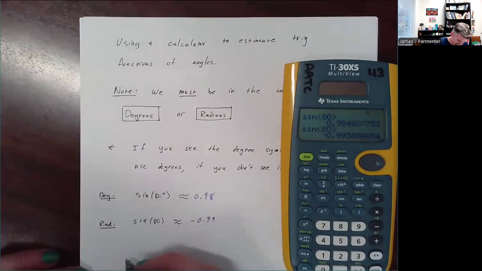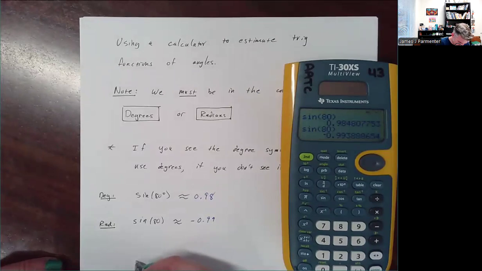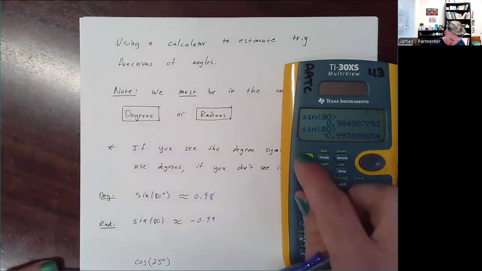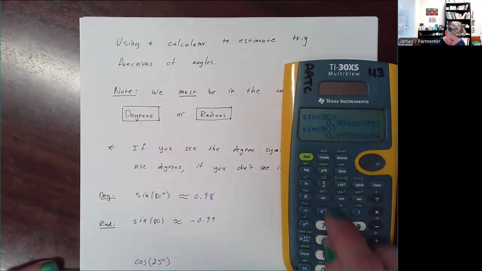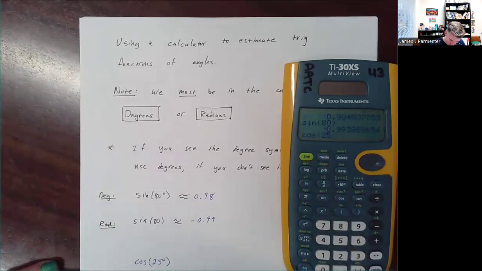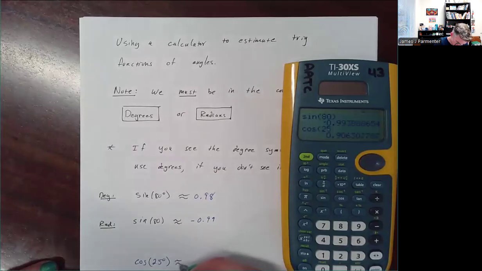A couple more examples just to make sure everyone's here. So if I wanted to find, say, cosine of 25 degrees, again, I would make sure I was in the degree mode. I have to switch back. And then I do cosine of 25, which is approximately 0.9091. I guess just a round up.